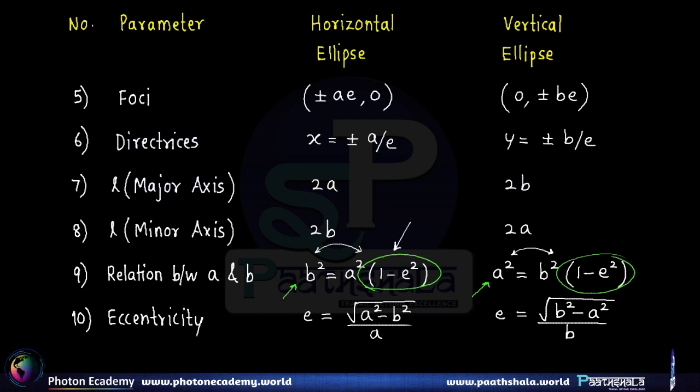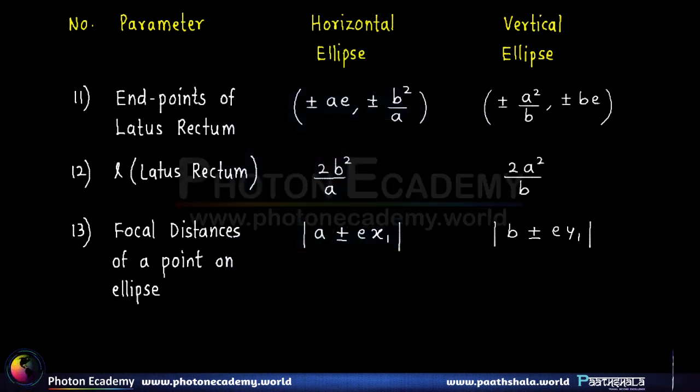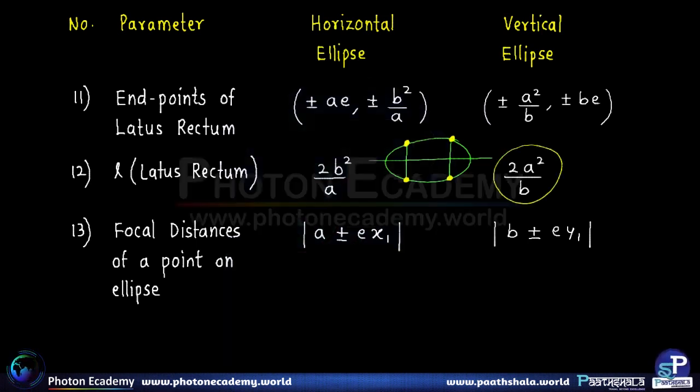Going to the next parameter, we have endpoints of latus rectum. This also we have seen when we learned what is latus rectum. So for horizontal ellipse they are plus minus AE, plus minus B square upon A, simply because we know that there are two latera recta, that's the plural of latus rectum, and hence in all there will be 4 endpoints that we are talking about. Okay, so one pair for the latus rectum on right, and one pair on the latus rectum on the left. So there are 4 endpoints of the latus rectum, and the length of latus rectum is given by 2B square upon A for horizontal, and for vertical it is 2A square upon B. Here also once again A and B are merely exchanged in the formula.